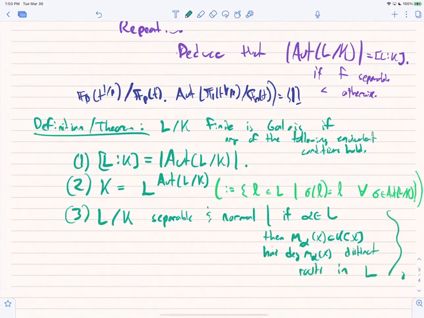So separable means every element has a separable minimal polynomial. Normal means that if any irreducible polynomial has one root in that field, it has all of the roots in that field. Together, that means for any element in L, its minimal polynomial has its degree's worth of distinct roots in L. It's separable, so it has degree-many distinct roots in the splitting field, and it's normal, so all those roots are in L.